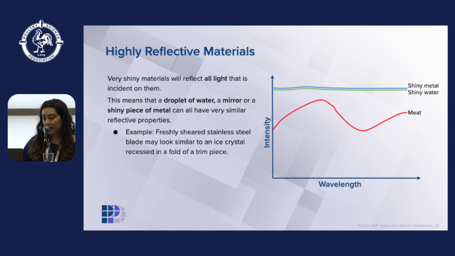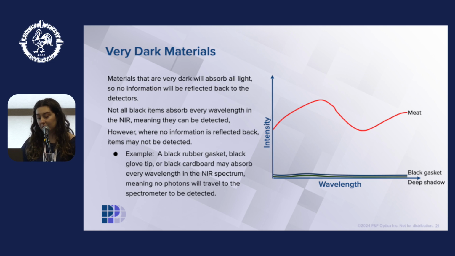And on the opposite end, but the same idea, very dark materials. Materials that are very dark will absorb all light, so no information is reflected back to the detectors. Not all black items absorb every wavelength in the NIR, meaning that they can be detected, but in the event that it does, it will be virtually indistinguishable from shadows, which means that that type of foreign material will not be able to be detected.